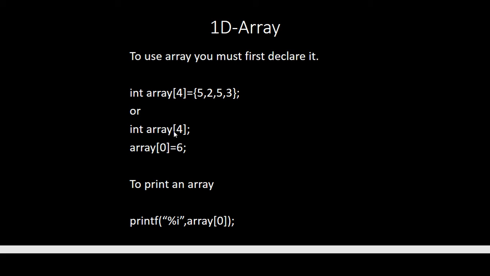Another way to assign values to it is that we use integer array. We use this array 0 equal to 6. It means that we assign the value 6 to the position 0, which is this position, this part, the 5 here. So when we print an array, we print array position 0, it will print either 5 or 6, depending on how we assign the values. So yeah.